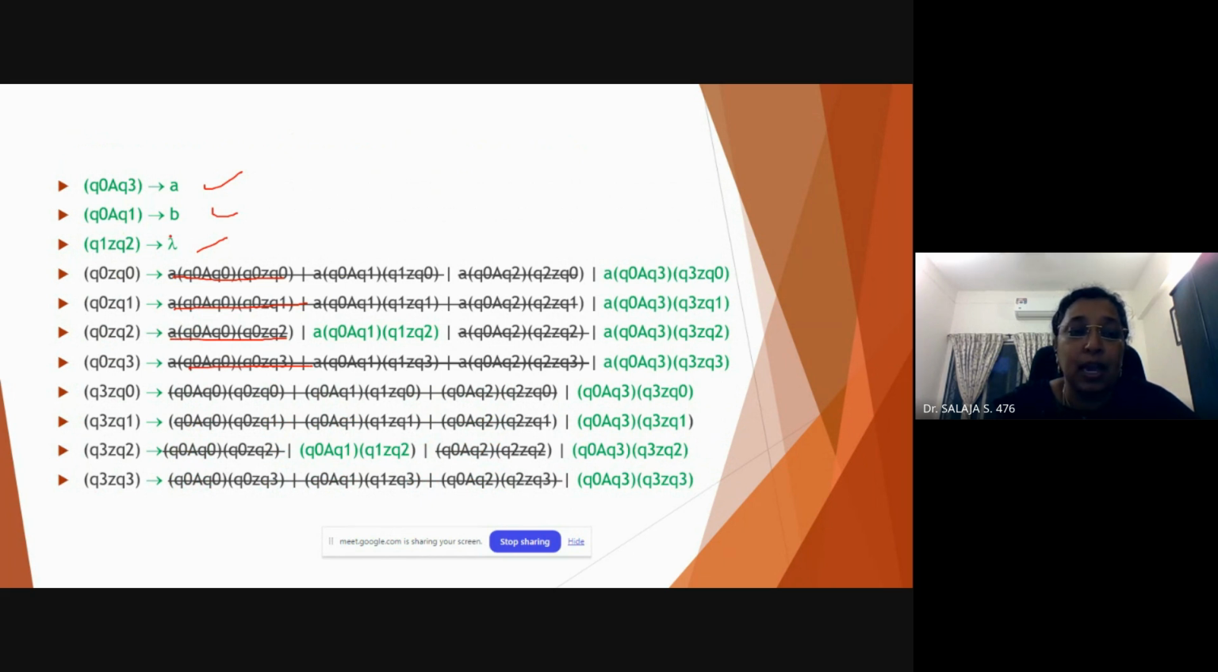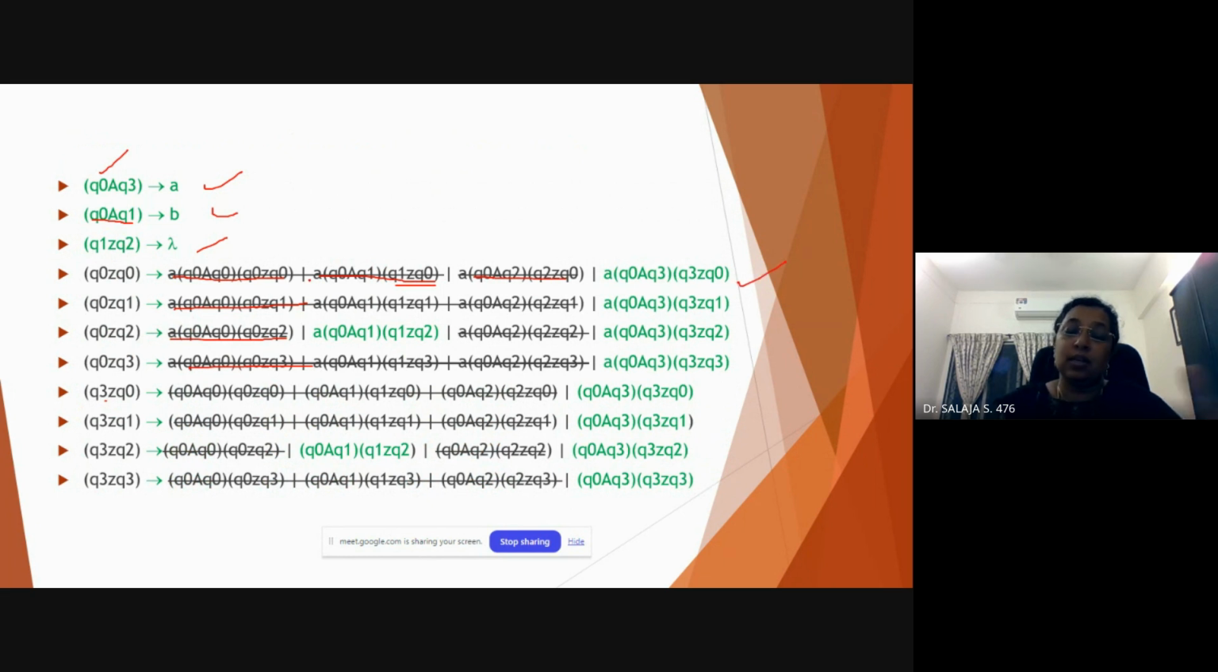What about Q0 A Q1? I have Q0 A Q1 over here. So let me check for the second variable Q1 Z Q0. I don't have anything on Q1 Z Q0, so that alternative becomes invalid. What about Q0 A Q2? We don't have any, and therefore this becomes invalid. Now here it is Q0 A Q3, you have it over here, and the next variable Q3 Z Q0, we have it over here, and therefore this becomes valid.